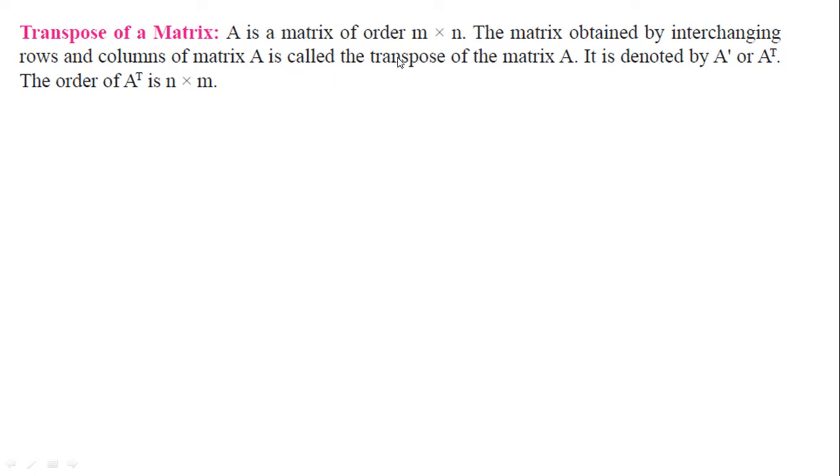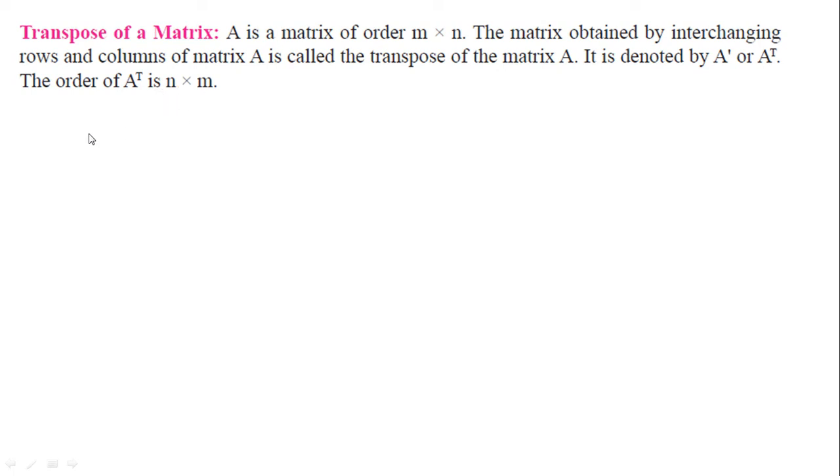Suppose A is the given matrix of any order, and how will you get the transpose of that matrix? Just by interchanging rows and columns. That will be a new matrix, and it is denoted by A dash or A raised to t. Generally we will use this symbol, A raised to t. And what will be the order of that new matrix? It is n by m. So originally the given matrix is of order m by n, then the order of A raised to t, the transpose of the matrix, is n by m.